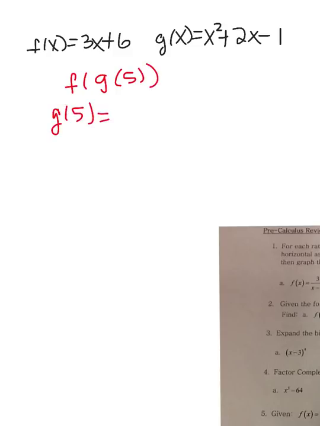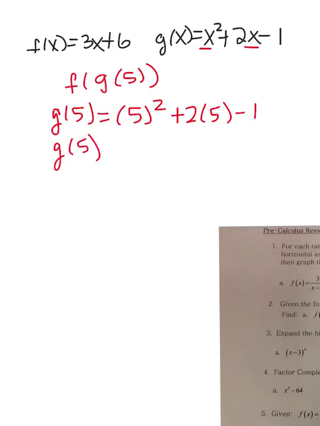So I go to my g function. Wherever I see an x, I plug in 5. So it's 5 squared plus 2 times 5 minus 1. So that's 25 plus 10 is 35 minus 1 is 34.